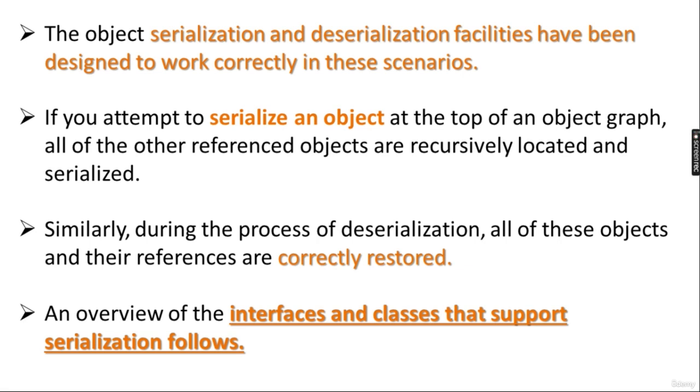If you attempt to serialize an object at the top of an object graph, all of the other referenced objects are recursively located and serialized automatically. You don't need to worry about it. During the process of deserialization, all of these objects and their references are correctly restored. This is the task of your Java virtual machine.